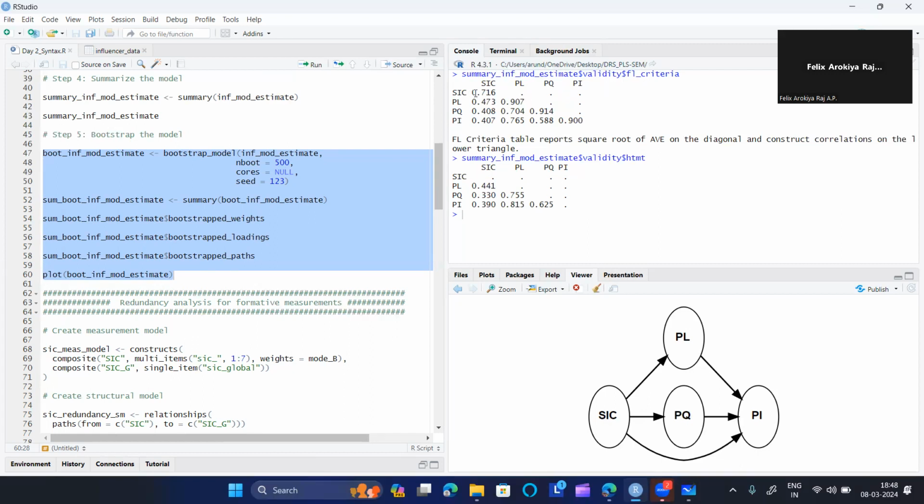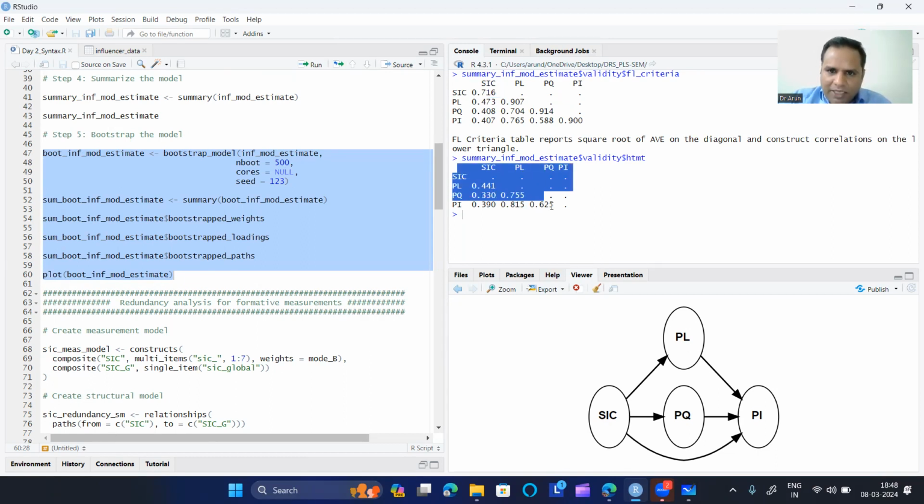For FL criteria, we see the diagonal value should be greater than the on and off diagonal values, which you call as AVE should be greater than MSV, and MSV should be greater than ASV. All these things are there. But for HTMT criteria, Felix ji, we don't see on and off diagonal values. We simply see that the ratio of correlations between two constructs should not be greater than 0.85. That's it. So the interpretation is slightly different.